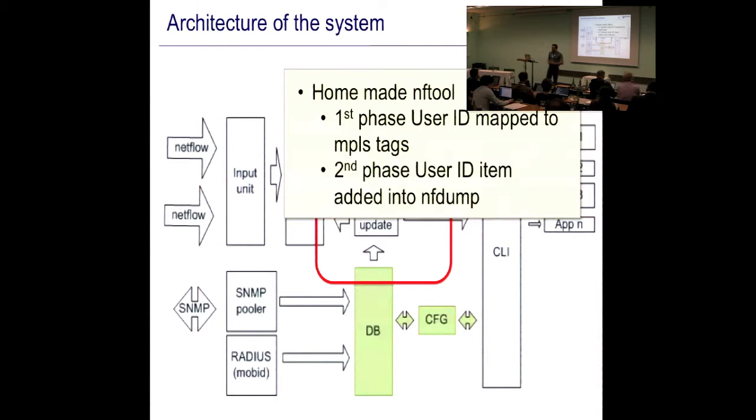With user identification, we have a little bit of a problem because there is no column for this data. In the first phase, we used an MPLS tag for this purpose, which is not correct, but we only tried to check if the system works at all. In the second stage, one of our colleagues created a patch to NFDump and extended this tool with new items where we can put user identification.